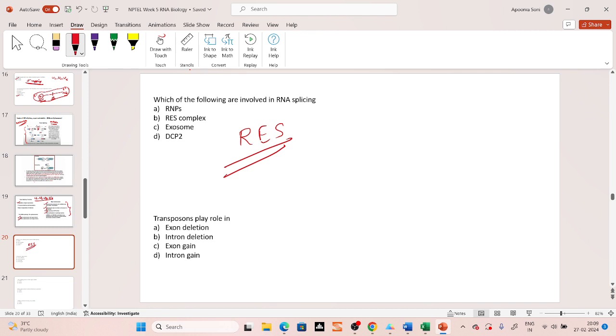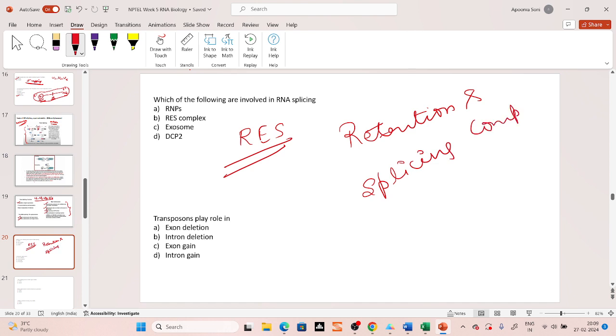Now what is RES? RES is retention and splicing complex. Because we have not studied this, you have opted for RNPs, which by your understanding is right. But I have to take this question because it was given to us to take. That's why I have to take this question. So I'll explain to you what RES is.